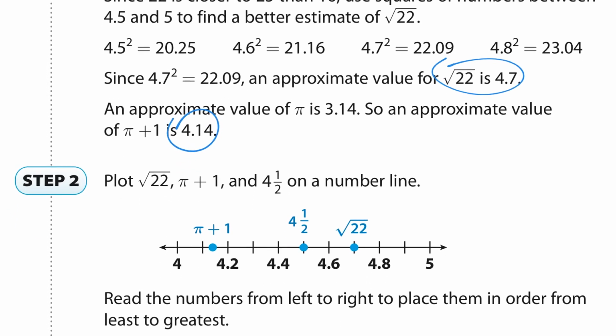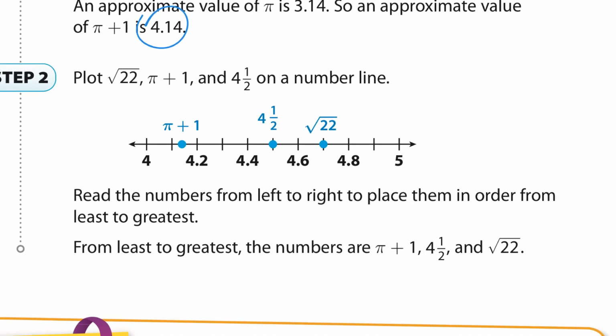So here we go with this. So what do we have? 4.7 is right here. That's square root of 22. Pi plus 1 is 4.14. Okay, 4.14 is there. And then 4.5 is 4.5. So least to greatest is, you see it right there. Pi plus 1, done. 4.5, yes. And square root of 22, okay.